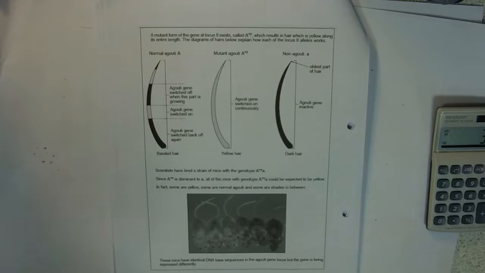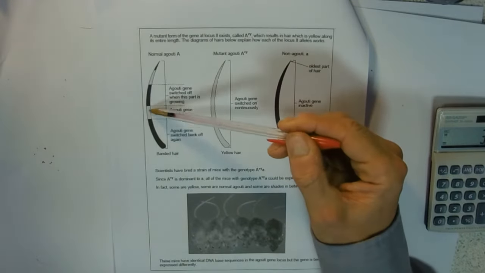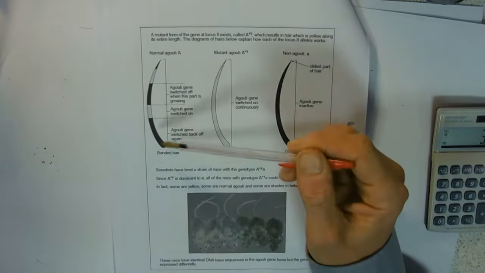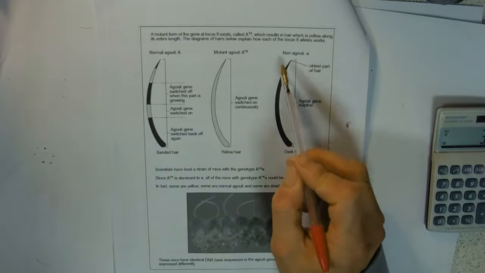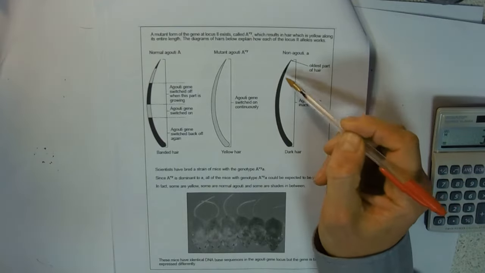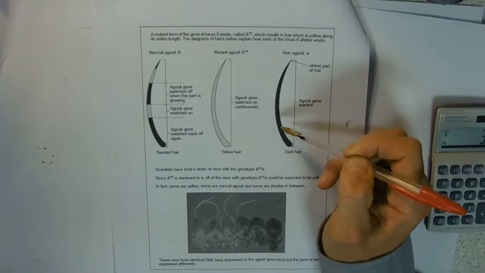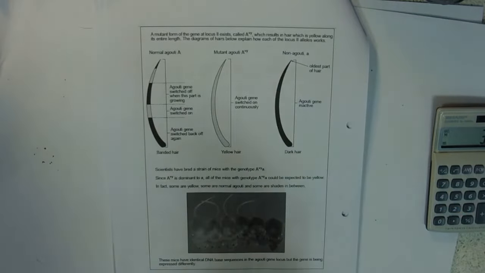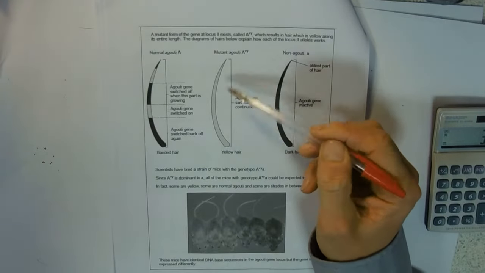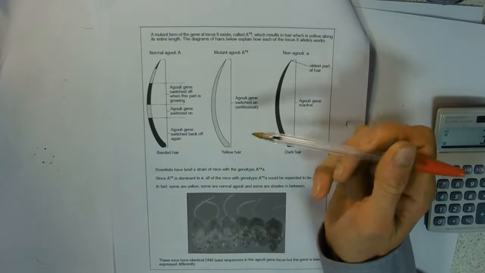They've decided to call it A with a superscript VY, which results in hair which is yellow along its entire length. So remember, the agouti is yellow bands on the black background, so that gives us bands. The recessive little a, well, we don't get any of these yellow bands due to the agouti gene being switched on. And if the agouti gene is switched on continuously in this mutated version, then we get entirely yellow.